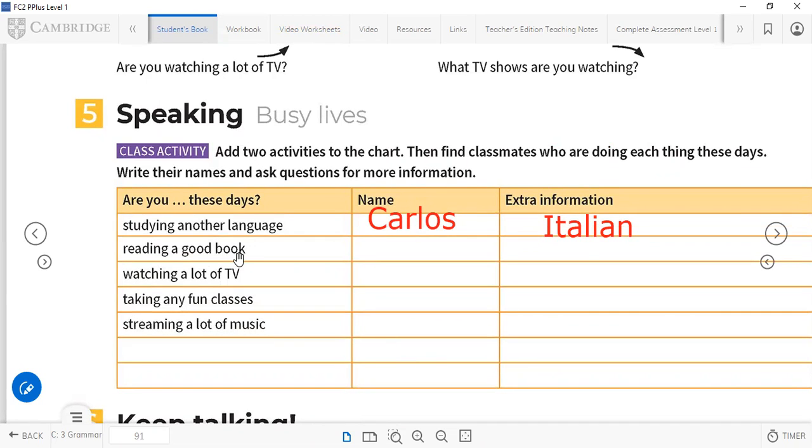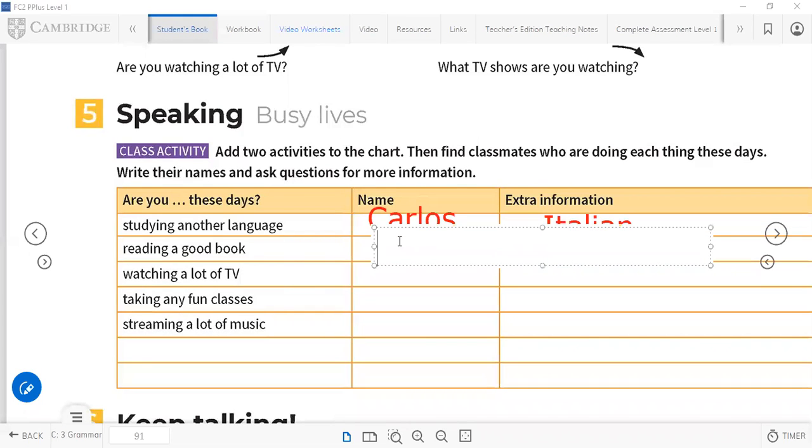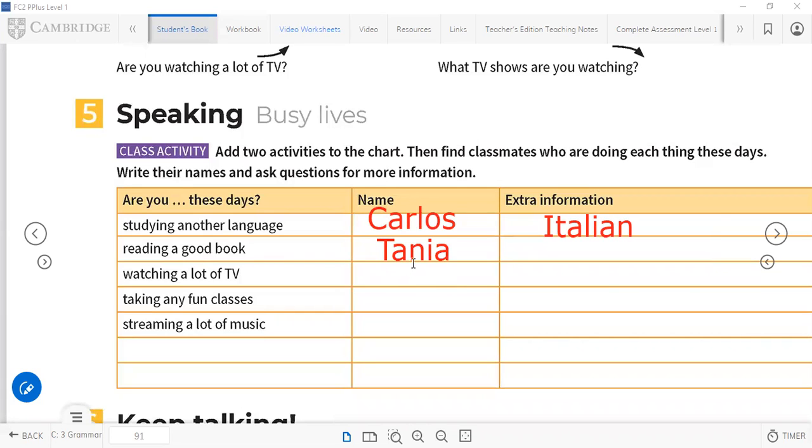Or reading a good book, leyendo un buen libro, watching a lot of TV, taking any fun classes, streaming a lot of music, one example, right? And so we can complete here with that information. Reading a good book: maybe we can see now, Tanya is reading a good book. What kind of book? ¿Qué tipo de libro? What example can we say? A horrible Dracula, one example. That's a book, un libro.